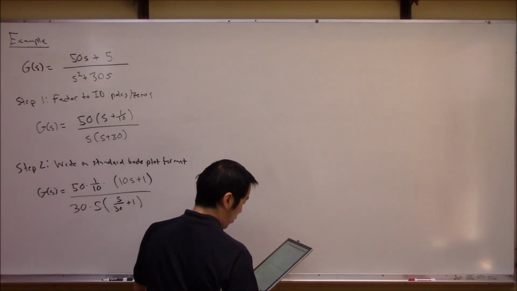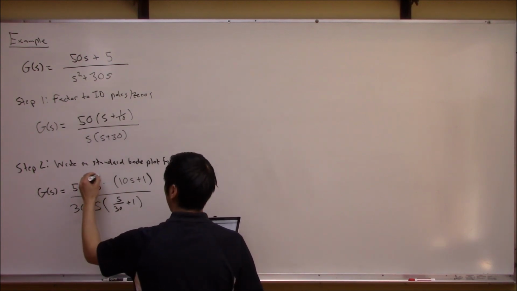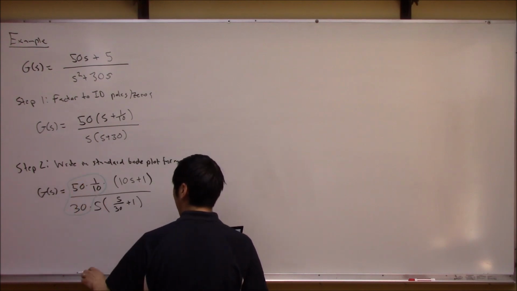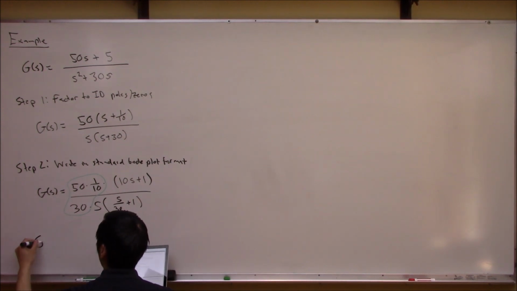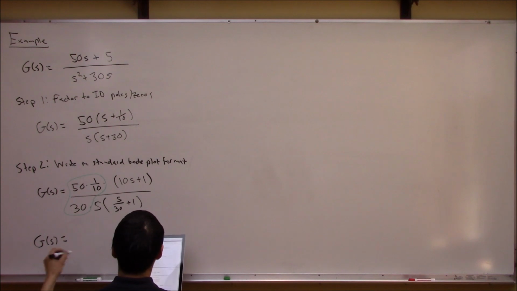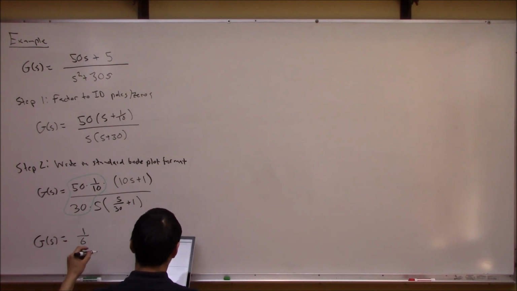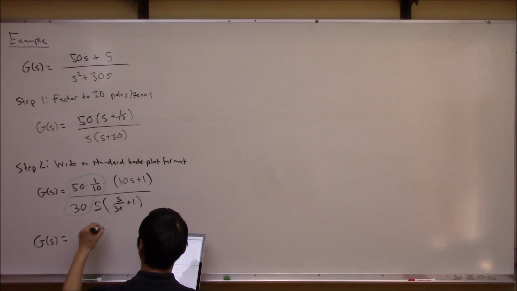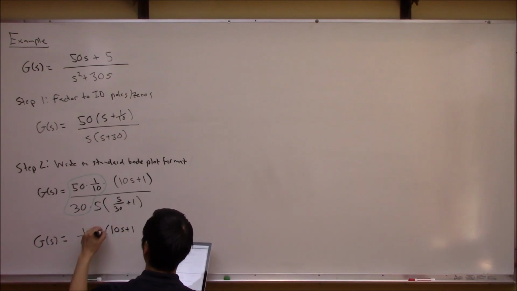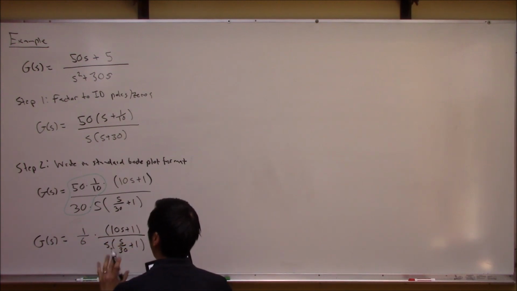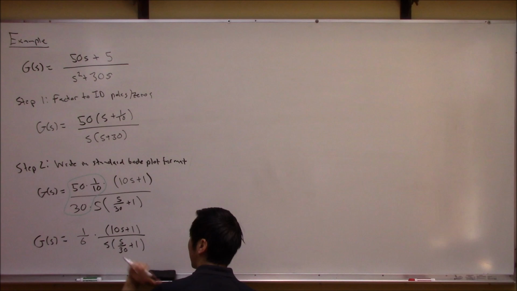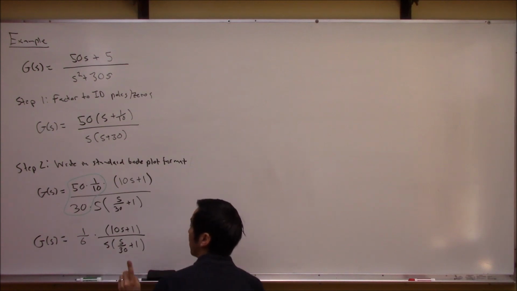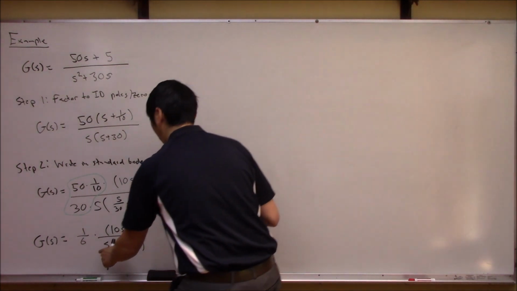Great. So now what we see here is here's the constant. It is definitely not 50, right? In fact, what we end up with is that the transfer function can be written as 1/6 times 10s plus 1 all over s over 30 plus 1. So this is now in standard Bode plot format, where every single one of these components looks exactly like something we discussed last lecture. So now we see this is made up of 4 components. Let's write down what these 4 components are.